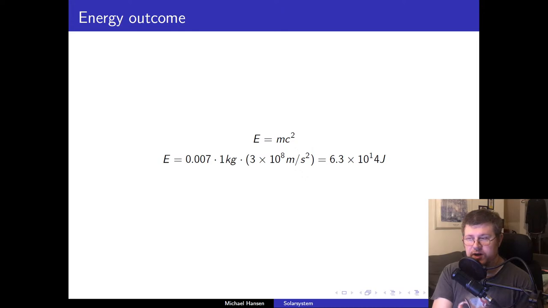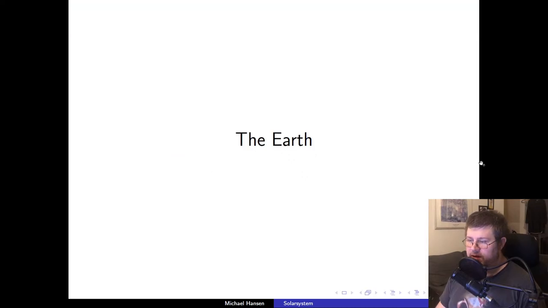So if you come with some energy, you divide that by c squared, and then you get some mass, or vice versa. If you have some mass, you can multiply it by c squared, and then you get the energy back. In this case here, we can say that we have the mass.